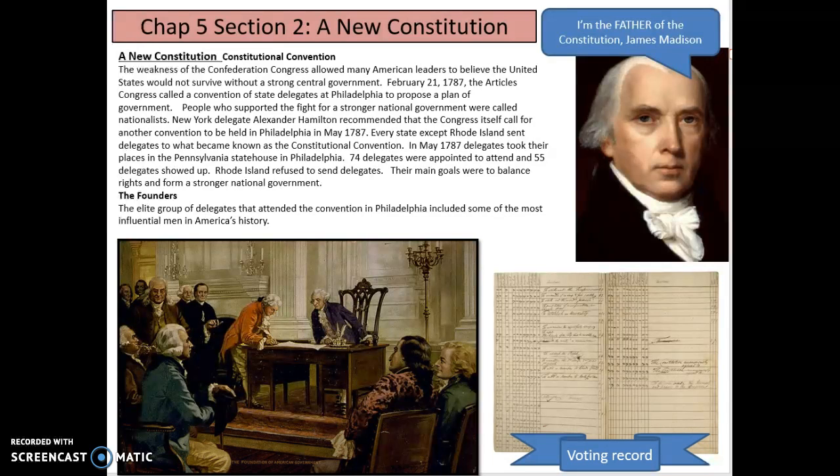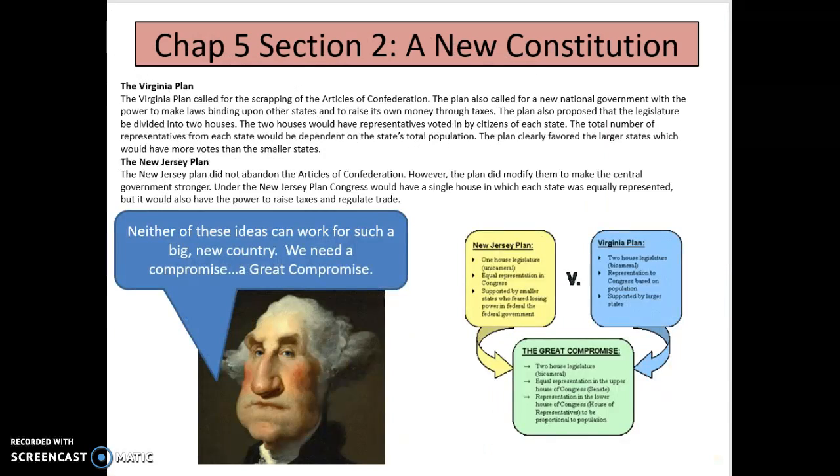The founders were an elite group of delegates that attended the convention in Philadelphia, including some of the most influential men in American history. The Virginia Plan and the New Jersey Plan. These are the two ideas that these men came up with, and this is what they argued over. So, the New Jersey Plan versus the Virginia Plan.